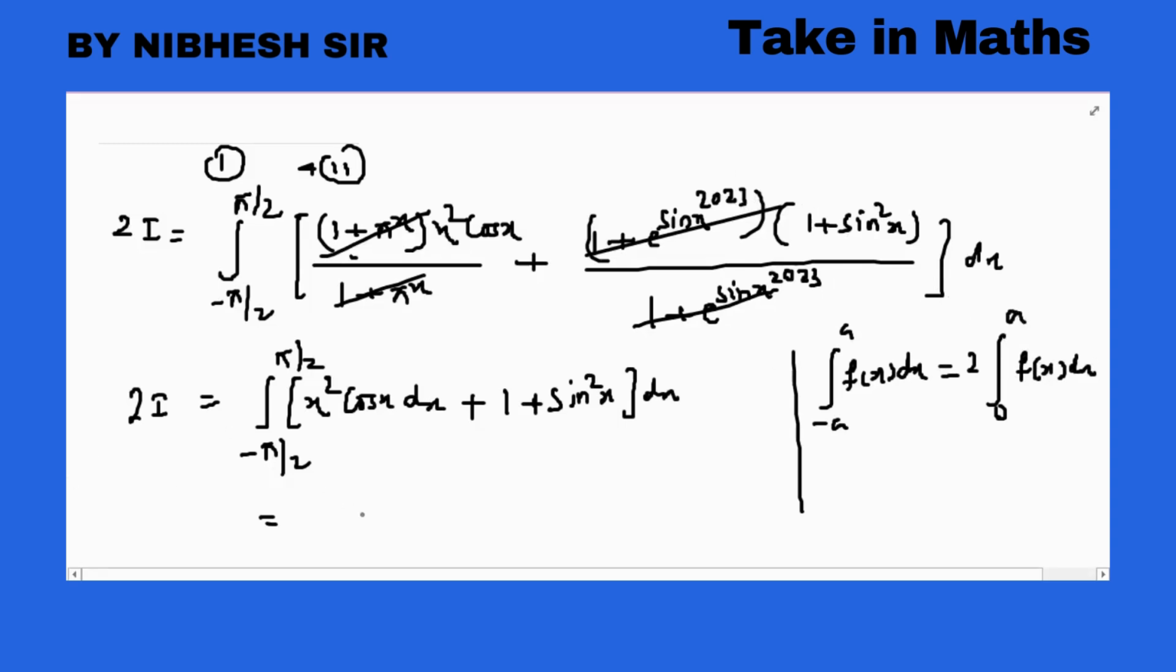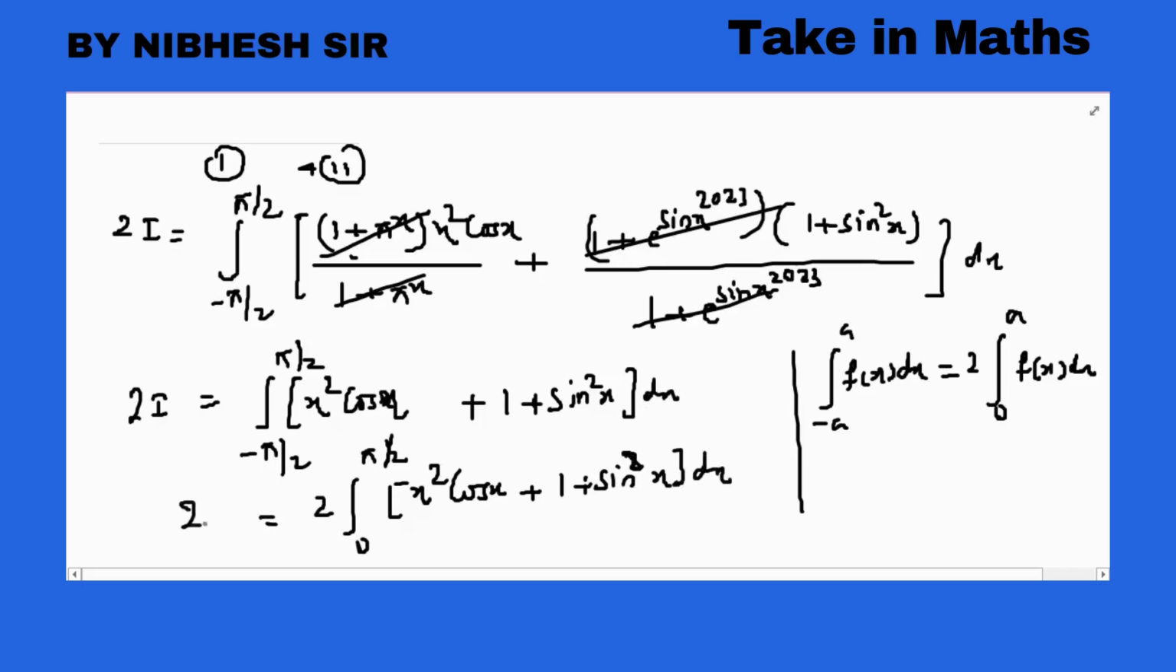So here we will write 2 times the integral from 0 to pi by 2 of x square cos x plus x square cos x, written this way, dx. I have taken the common part, cos x dx, and 1 plus sin square x, dx. Now this is 2i, so 2 and 2 get cancelled. Now I will use integration by parts for this part.